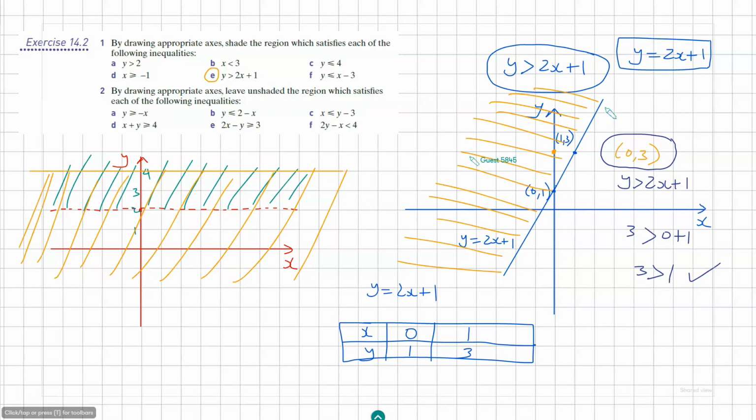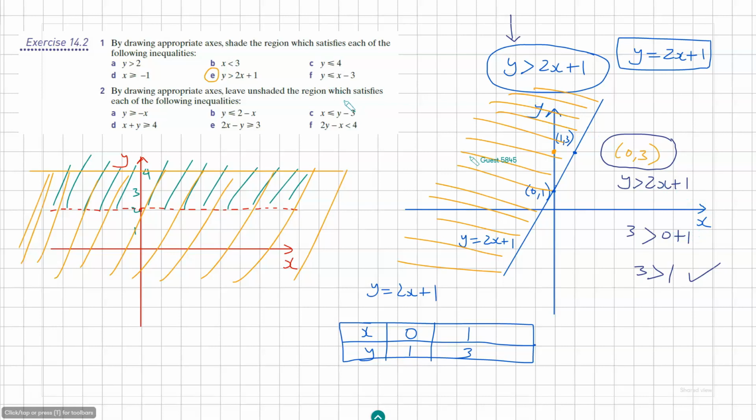So you got the idea, right? This region is actually the solution of this inequality. Usually when you say solution of an equation, you will have a specific value of x and y. But when you say solution of an inequality, it will be a region in your coordinate plane or xy plane.